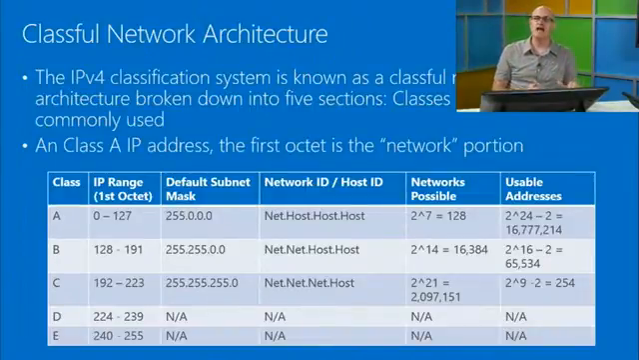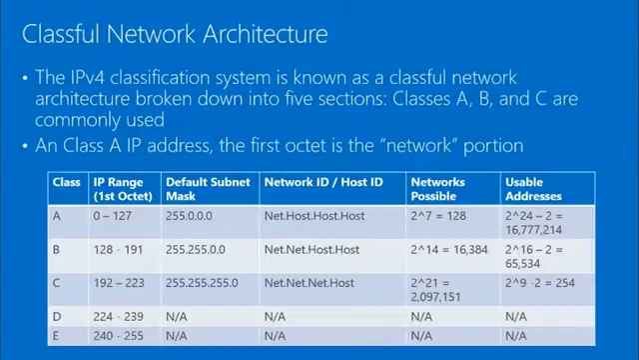Different classes have different default subnet masks. You can make your own mask; we'll talk about that later. So Class B, IP range 128 to 191, your default subnet mask uses the first 2 octets: 255.255.0.0. Notice the network ID, .net, .net, .host, .host. So the first 2 octets are used for network ID. The second 2 octets are used for host ID.